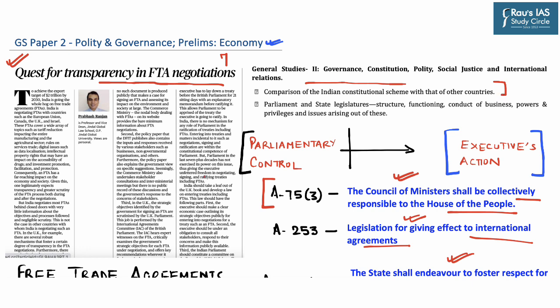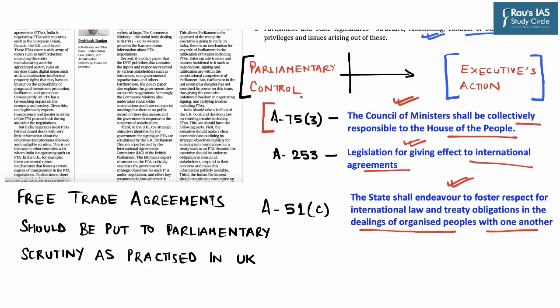So here let's go through the important highlights as to how the United Kingdom exercises parliamentary control while ratifying its international agreements, including free trade agreements or other treaties. And this topic also gets covered under the important functioning and conduct of business of Parliament. So here, first of all, let us understand what a free trade agreement is and why free trade agreements entered into with different countries should be put to parliamentary scrutiny as is practiced in the United Kingdom or other countries.